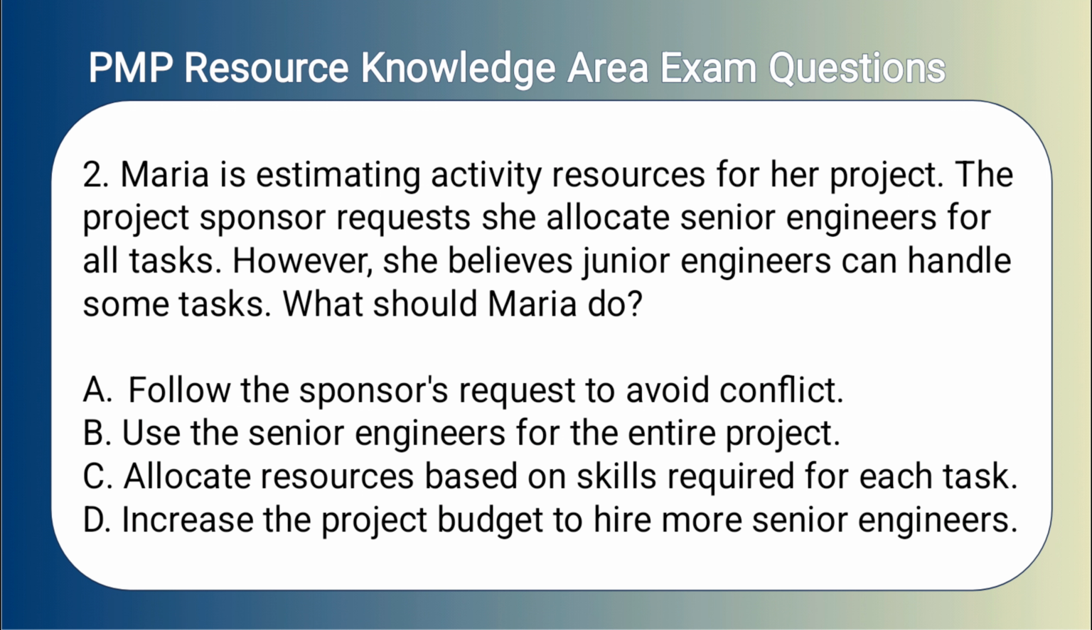2. Maria is estimating activity resources for her project. The project sponsor requests she allocate senior engineers for all tasks. However, she believes junior engineers can handle some tasks. What should Maria do? A. Follow the sponsor's request to avoid conflict. B. Use the senior engineers for the entire project. C. Allocate resources based on skills required for each task. D. Increase the project budget to hire more senior engineers.